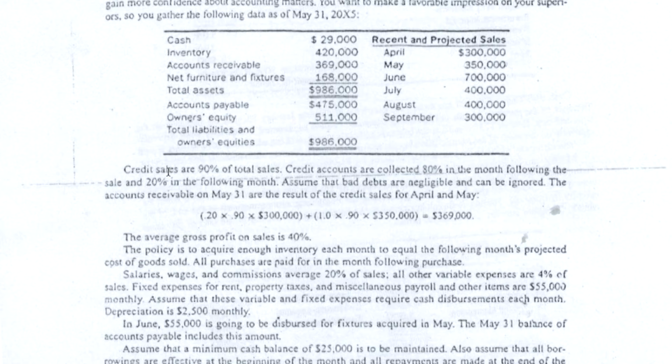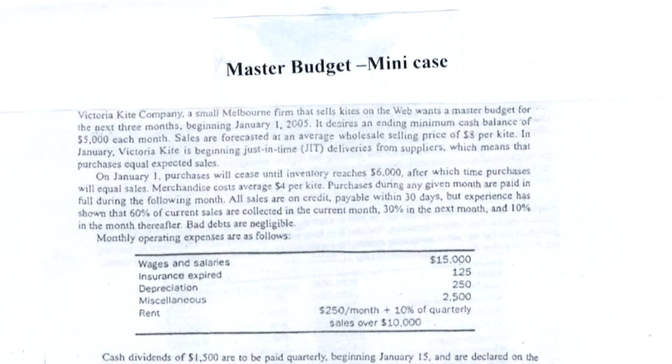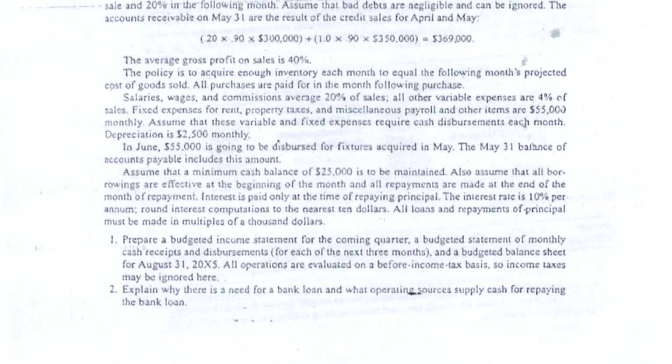Salaries, wages and commission average 20% of sales. All other variable expenses are 4% of sales. Fixed expenses for rent, property taxes and miscellaneous payrolls and other items are $55,000 monthly. Assume that these variable and fixed expenses require cash disbursements each month. Depreciation is $2,500 monthly, right.